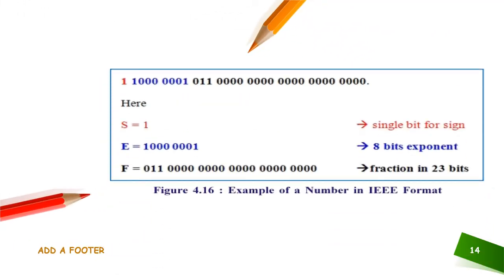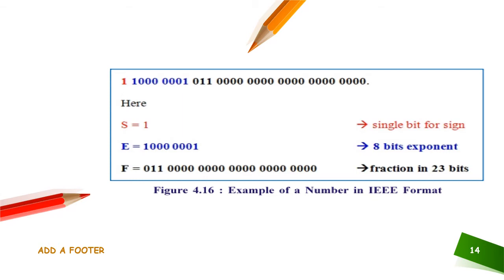You can see here there is a number: 1, then 1, 6 times 0, 1, 0, 1, 1, then a run of 0s. So you can see here s is equal to 1, that is indicating a negative number, and the exponent is 1, 6 times 0, 1, that is the exponent which uses 8 bits. And for the fraction, you can see the rest of the numbers, that is 23 bits for the fraction.